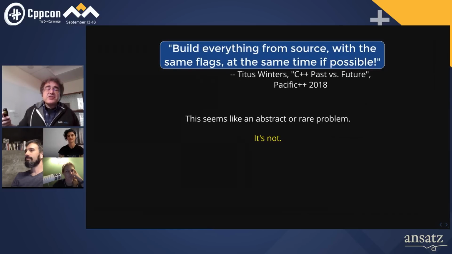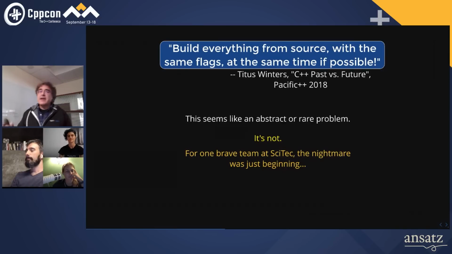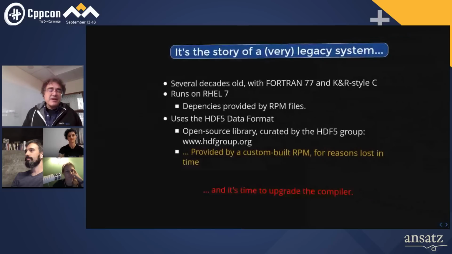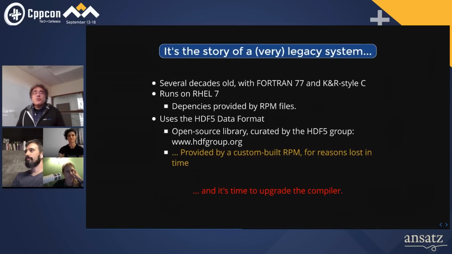And you can end up with extraordinarily strange bugs that are very difficult to track down, and it happened to us. So for one brave team here at SciTec, the nightmare was just beginning, and this is our story, very, very condensed. So we have an extremely legacy system. It's a legacy in every way, shape, or form. Some of the code is decades old. We've got Fortran 77. We've got old K&R style C, where the function arguments didn't have types.